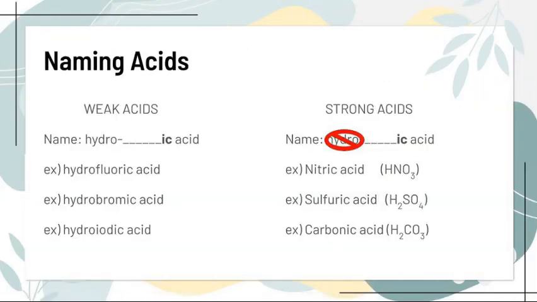Since there are different types of acids, strong versus weak acids, they're also named differently. Strong acids are acids with polyatomic ions, whereas weak acids are anything else. So weak acids are named with the prefix hydro, followed by the element and followed by the suffix ic, and then you can add the word acid. So examples include hydrofluoric acid, hydrobromic acid, and hydroiodic acid. On the other hand, strong acid forgoes that prefix hydro, but the rest remains the same. So, for example, nitric acid, sulfuric acid, and carbonic acid are examples of strong acids.